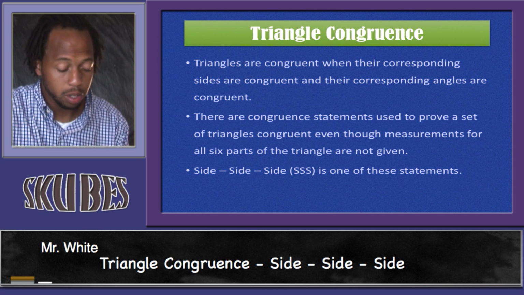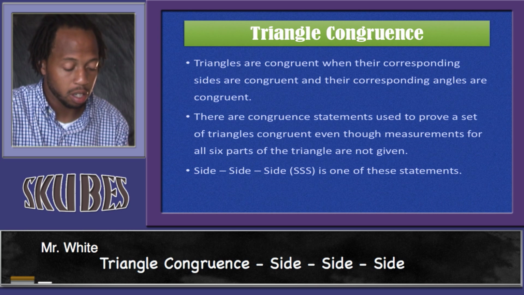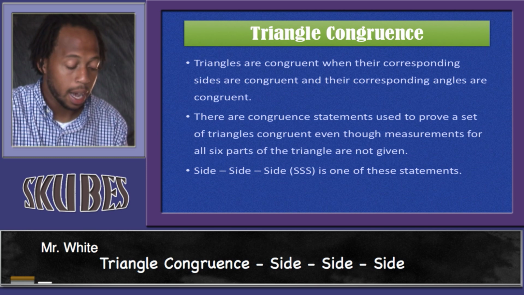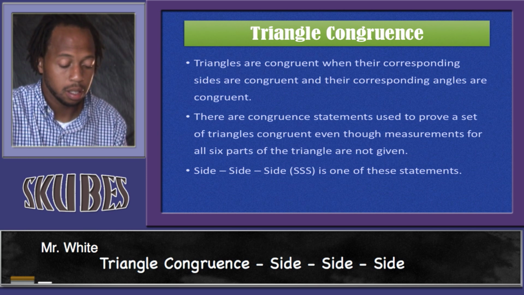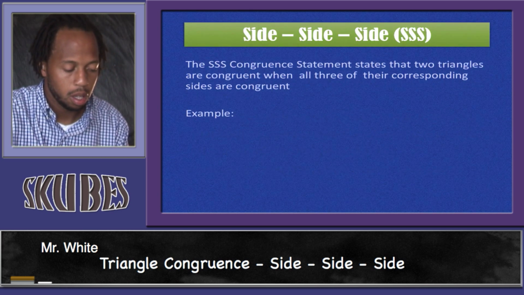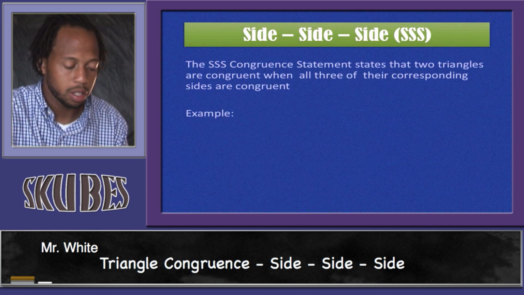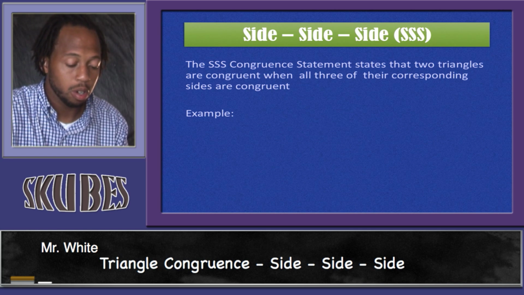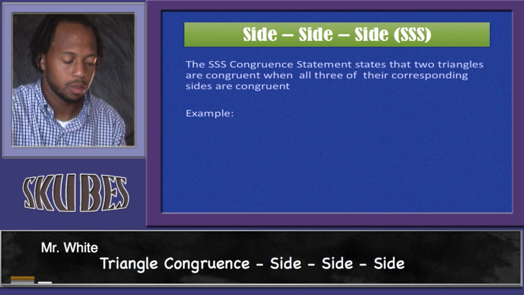There are congruent statements used to prove a set of triangles congruent even though measurements for all 6 parts of the triangle are not given. Side, side, side, SSS, is one of these statements. The SSS congruent statement states that 2 triangles are congruent when all 3 of their corresponding sides are congruent.